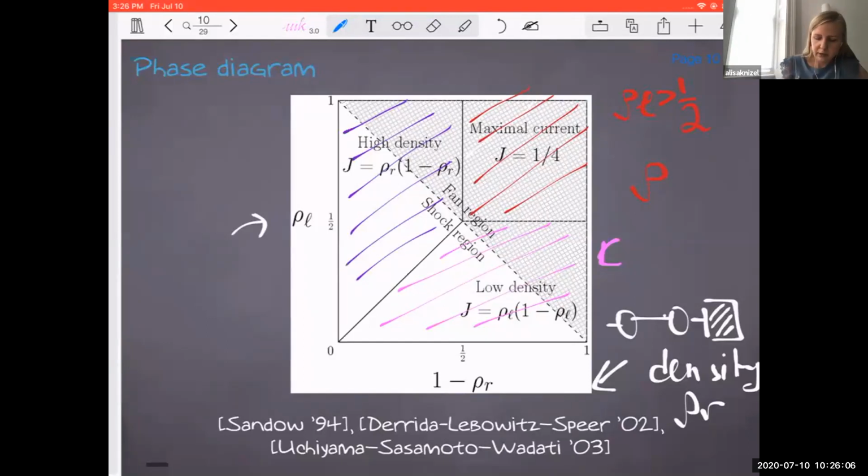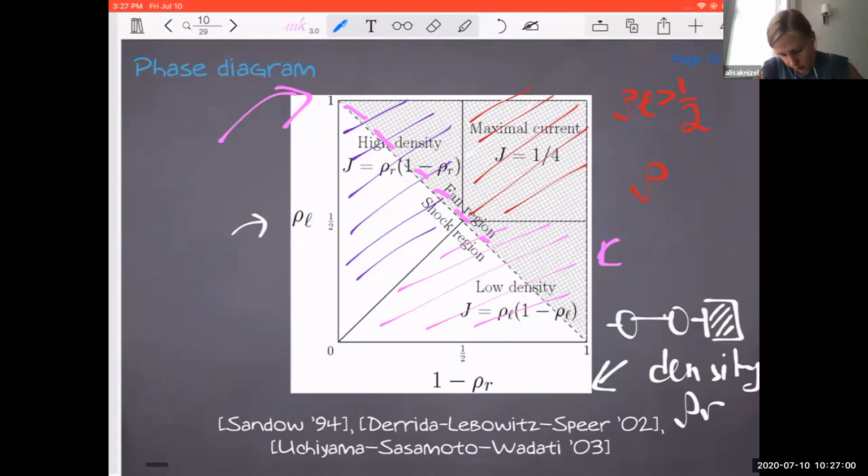Okay, there's another interesting division in this diagram. So this diagonal punctured line, where rho L is equal to rho R. This is the only line where the invariant measure can be simply analyzed, and it will again be a product Bernoulli measure with the density rho L, which is equal to rho R on this diagonal. Yes, so this is the phase diagram for the open ASEP.